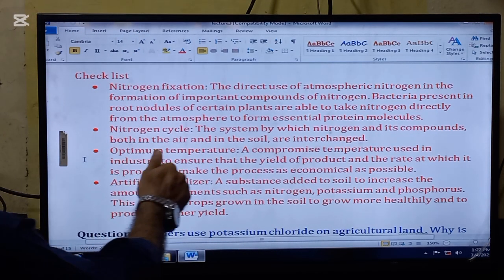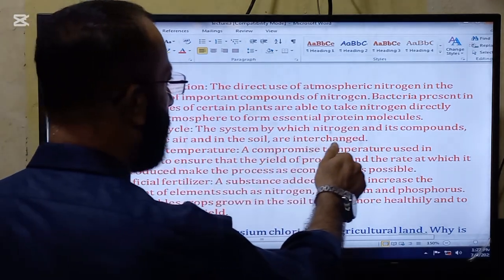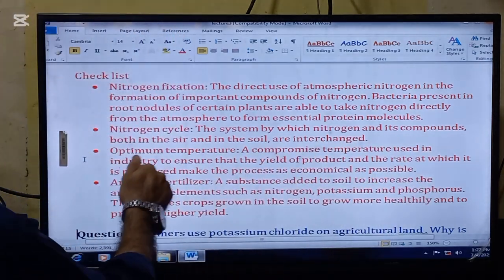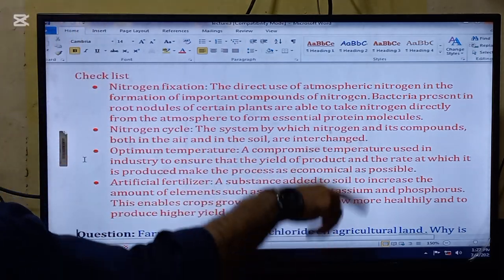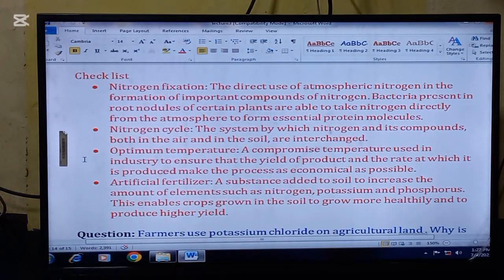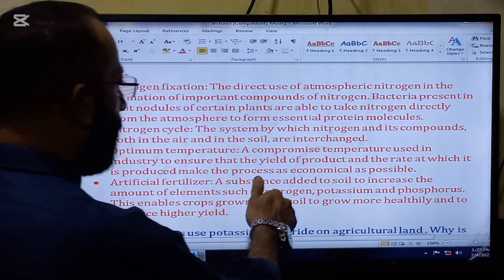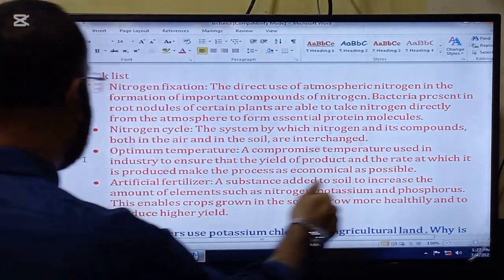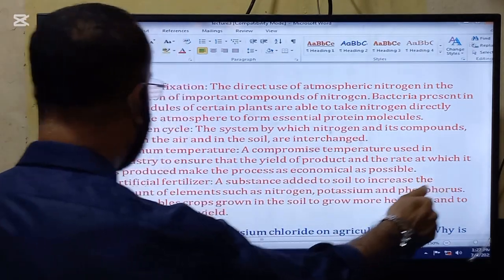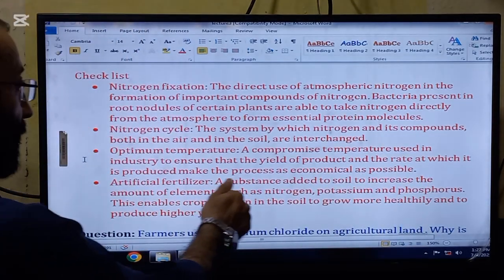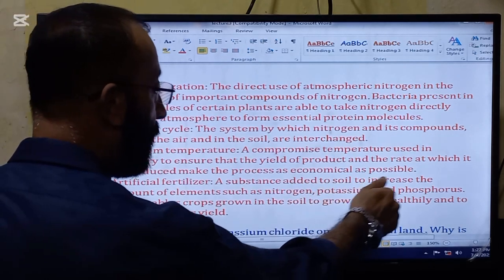Next is the nitrogen cycle, the system by which nitrogen and its compounds, both in the air and in the soil, are interchanged. So this is called the nitrogen cycle. Next is optimum temperature, a compromise temperature used in industry to ensure that the yield of the product and the rate at which it is produced make the process as economical as possible.